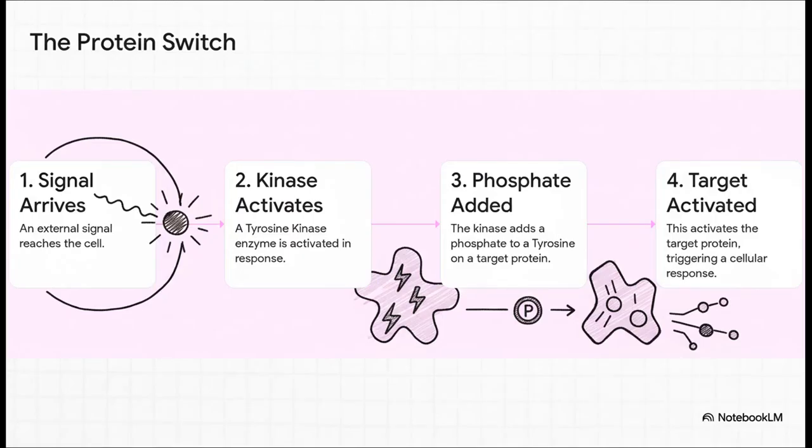First, a signal arrives from outside the cell. That signal wakes up a specific kind of switch called a tyrosine kinase. That activated kinase then hunts down another protein and bam, it slaps that phosphate tag right onto it. That one little addition flips the switch, changing the target protein's shape and turning it on, which then kicks off a whole chain reaction inside the cell.